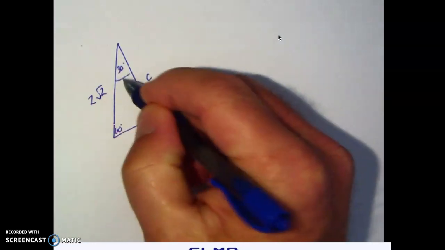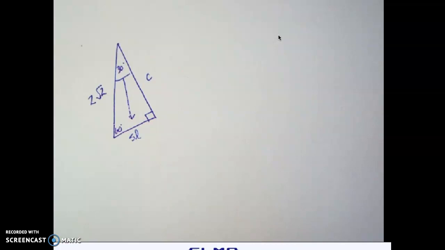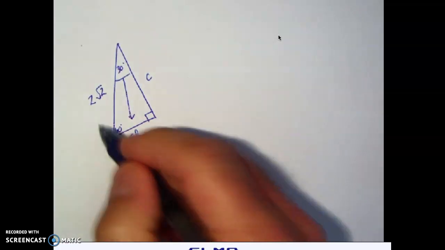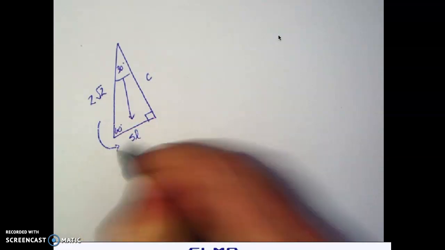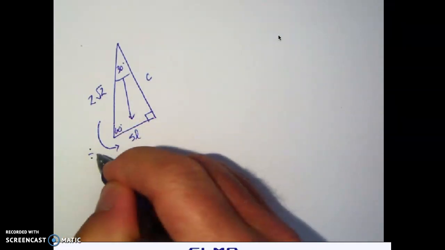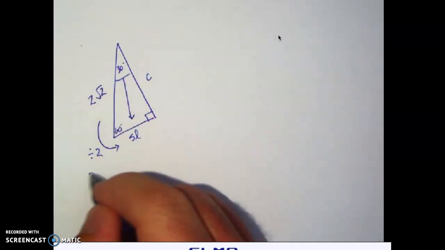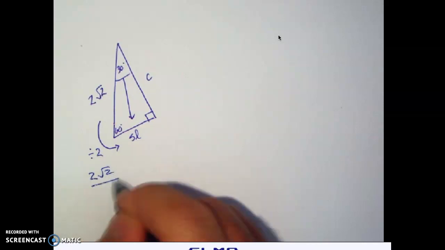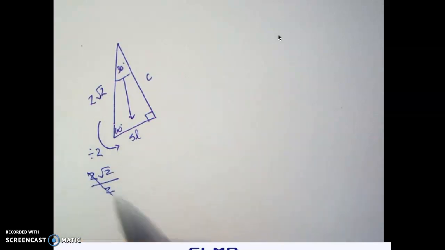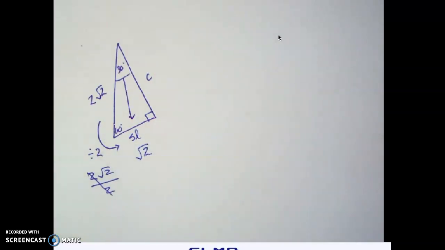So here's my 30-degree angle, and across from there, that is our short leg. So if I don't have the short leg, I need to find it. And if I'm given the hypotenuse and I'm looking for the short leg, our shortcut tells us that we're going to divide by 2. So if I take 2 square root 2 and I divide that by 2, these 2's right here are going to cancel out, and the short leg is equal to the square root of 2.